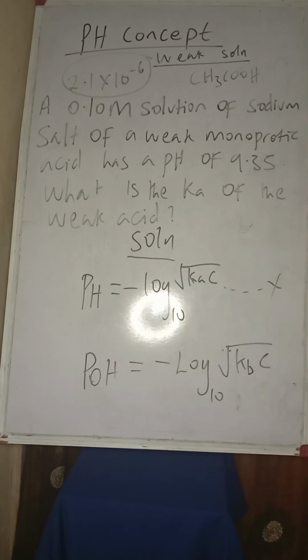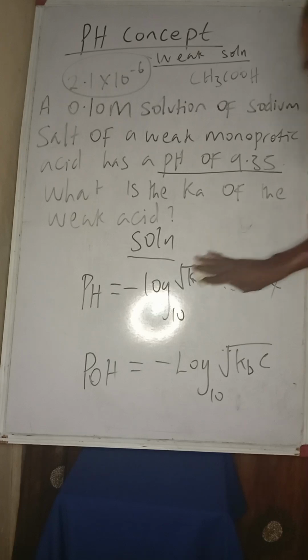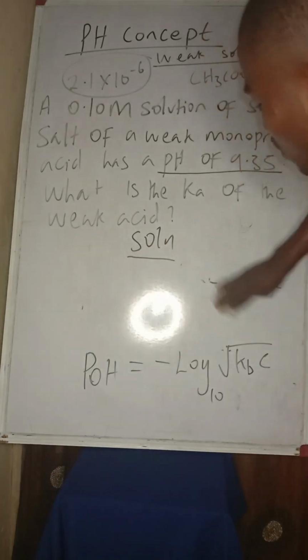So what do we have to do? We have to first go and get pOH. We already have pH, so we have to first get pOH. Then we get Kb. Remember that Ka times Kb is equal to 10 raised to the power minus 14. So we'll go and find Ka. So first step, we get pOH.